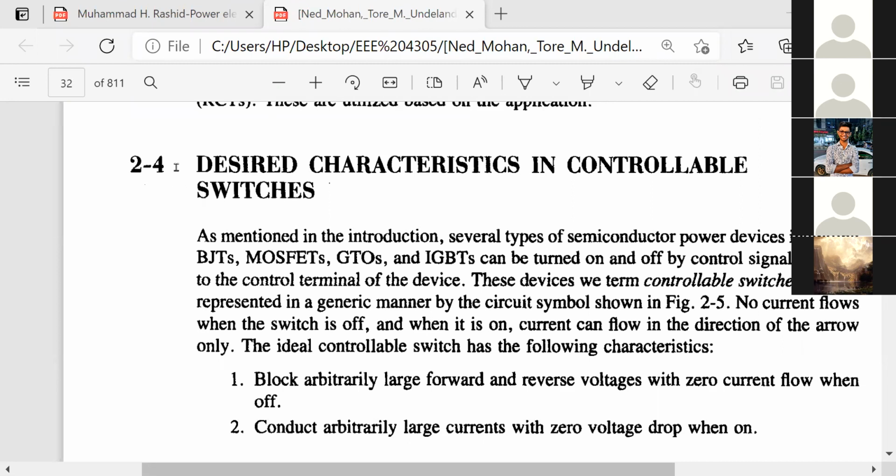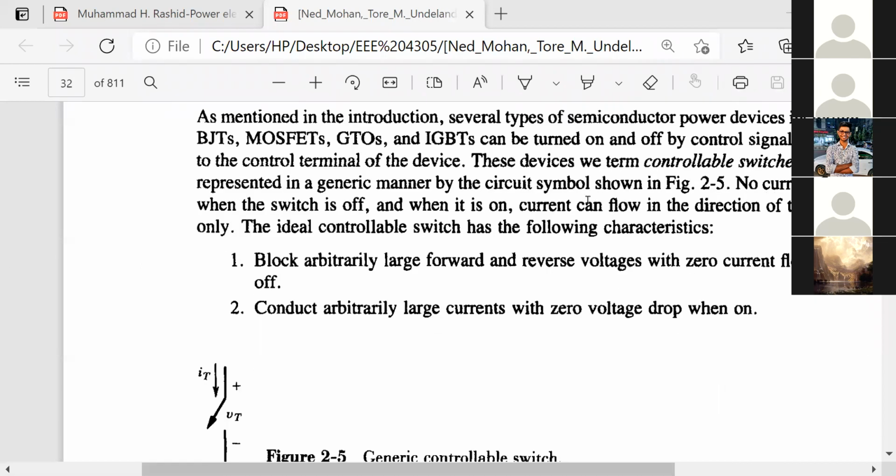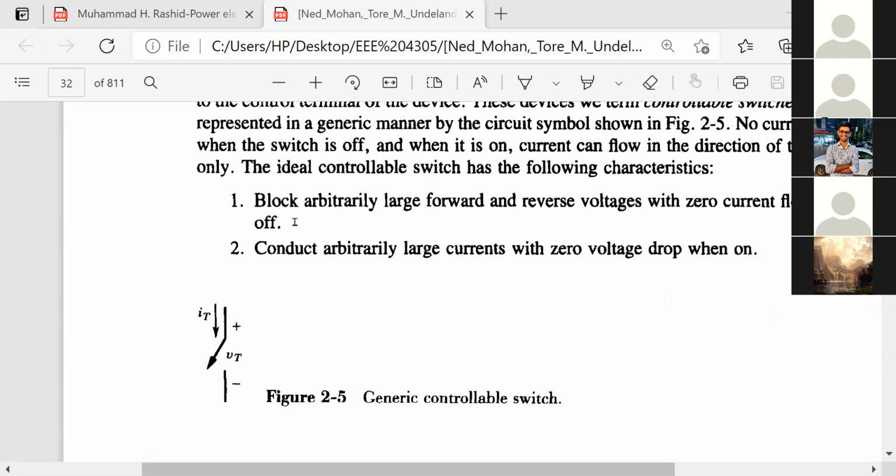So before that, let me tell you, read 2.4: what are the desired characteristics in a controllable switch? A controllable switch means it can be turned on by you, and also turned off by you. We want that when it is off, it should block arbitrarily large forward and reverse voltage. When it is on, it should not break down. And when the reverse voltage is applied, there should be zero current and no breakdown.